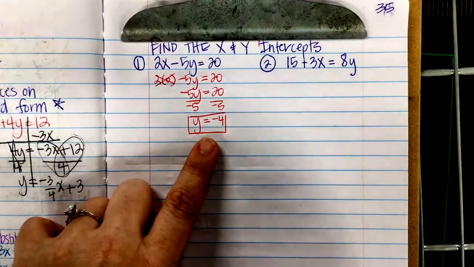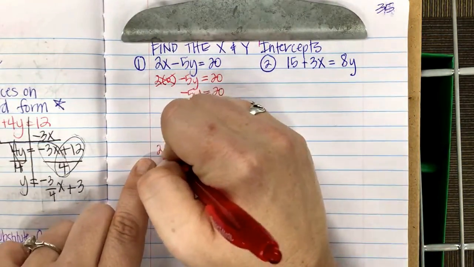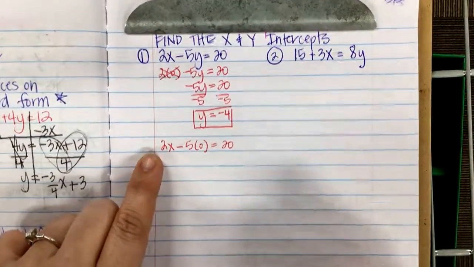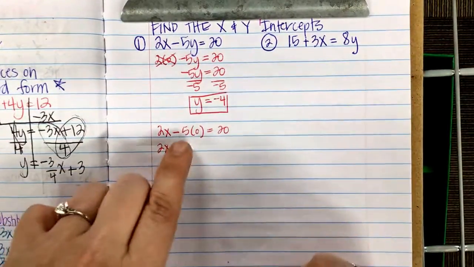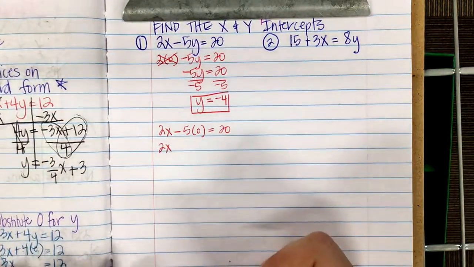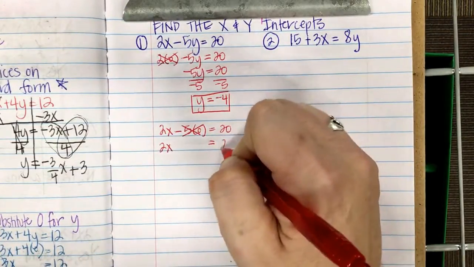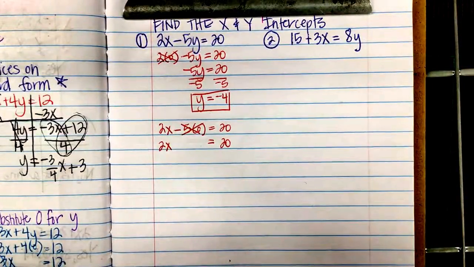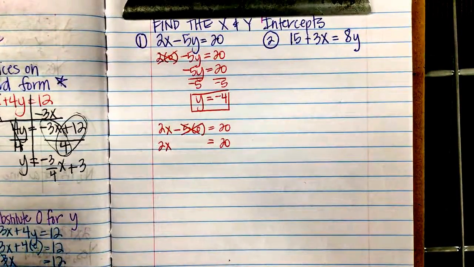So I substituted 0 for x. Now I'm going to substitute 0 for y. So 2x minus 5 times 0 equals 20. Does the 2x change? What's negative 5 times 0? 0, so it cancels out. So do I need it? Uh-oh, I'm frozen. 2x equals 20.